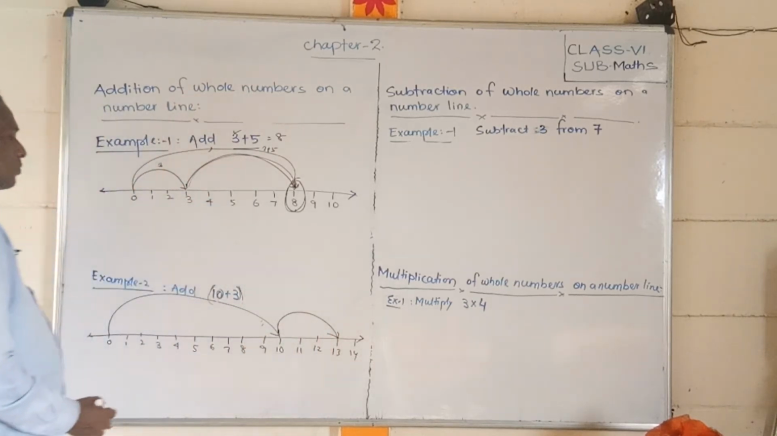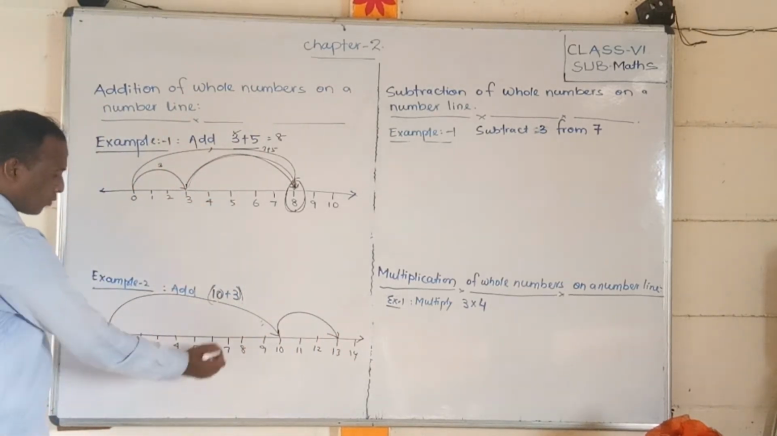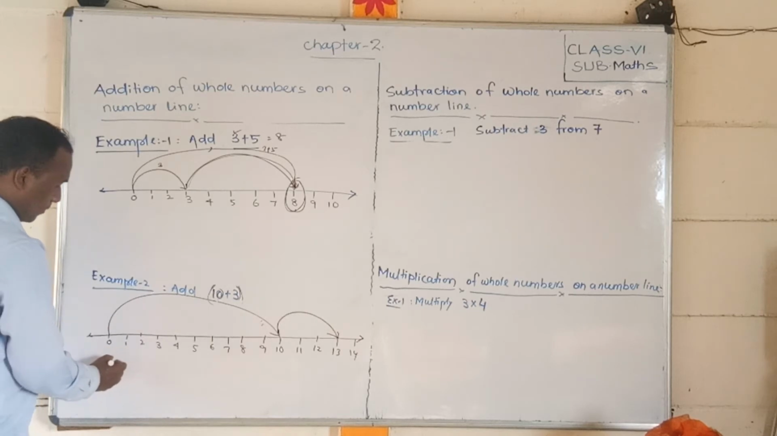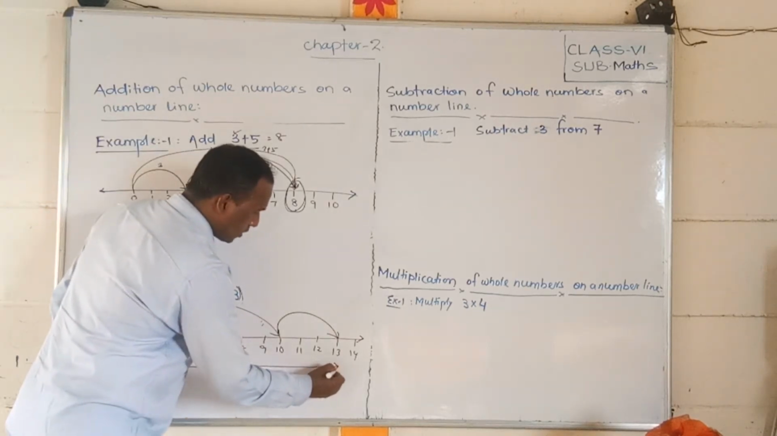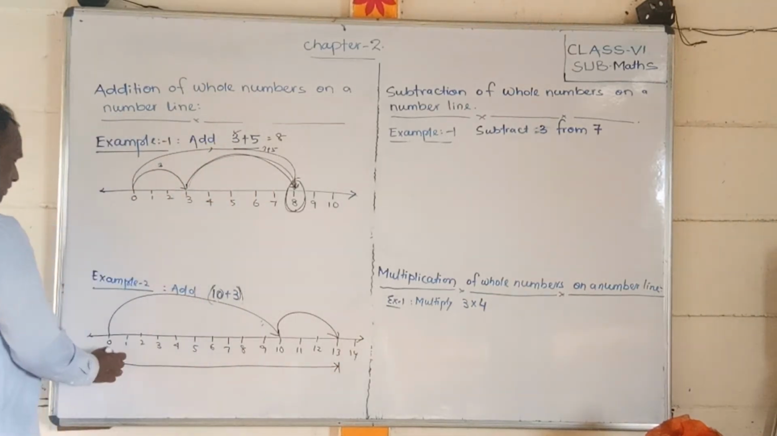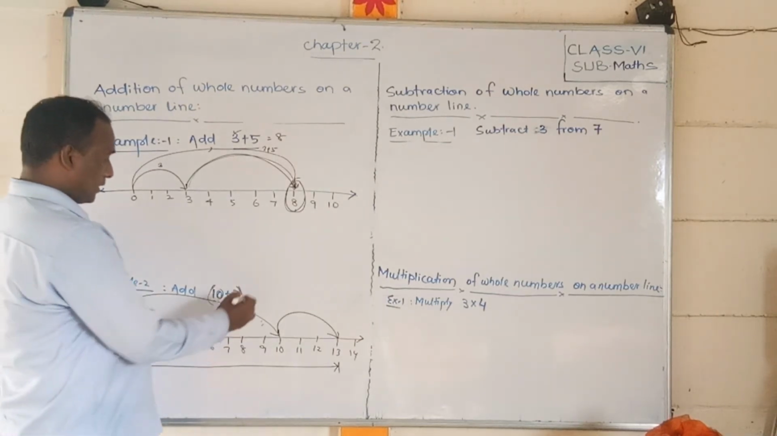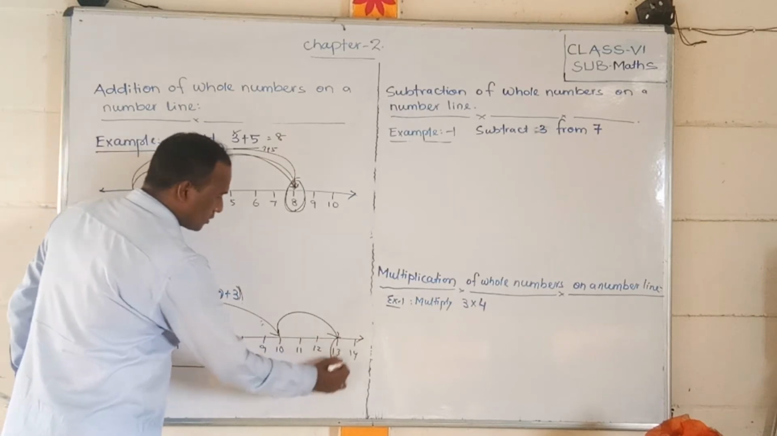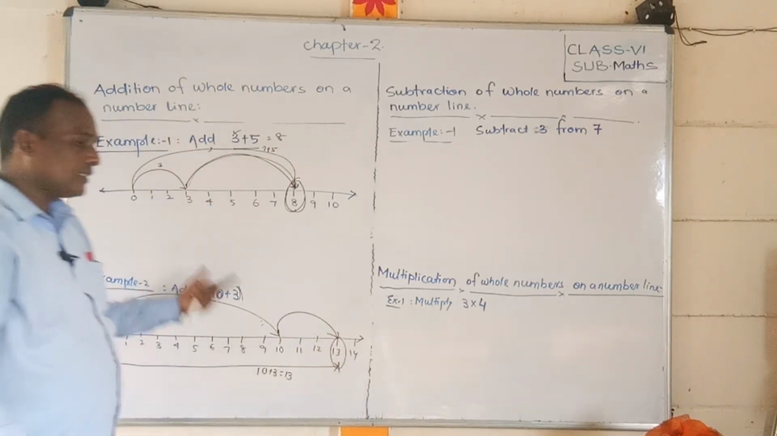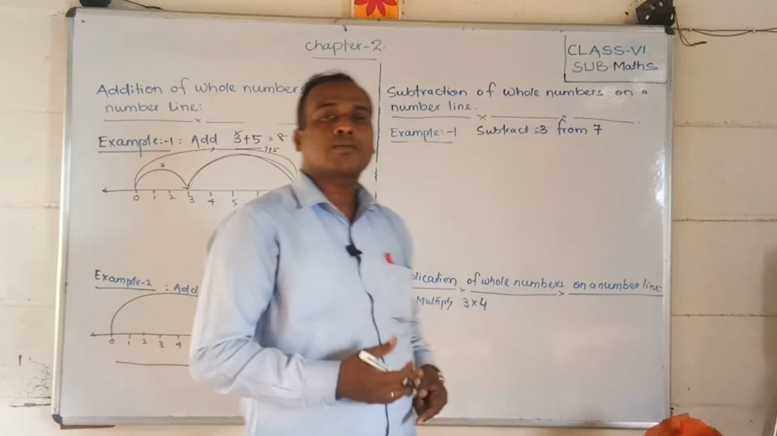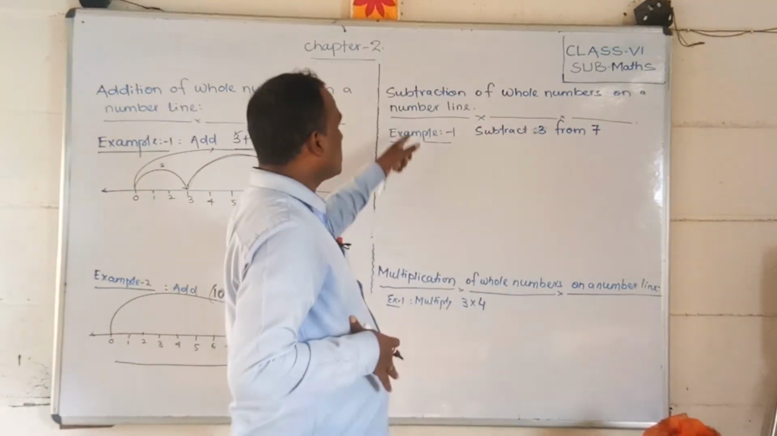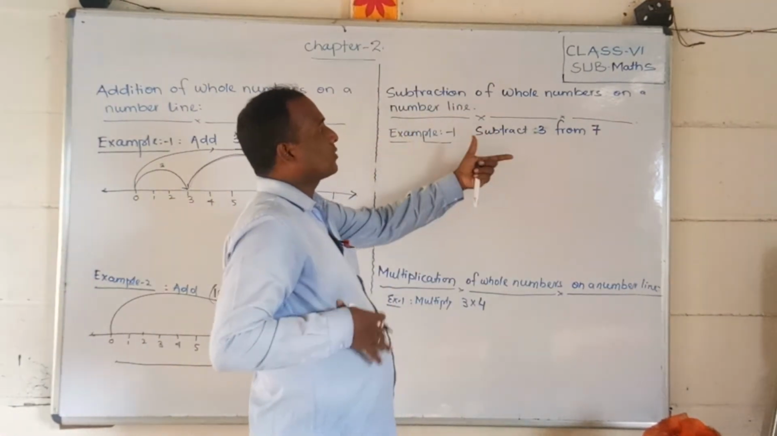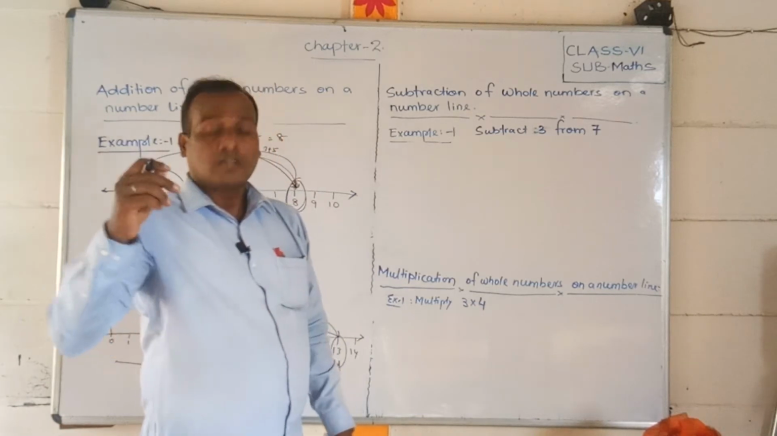Okay, now what you have to do, you have to show either from down or from the right side. From down, if you take like this, you can show this. Okay, so this is 10 plus 3 is equal to how much did we get? 13. Okay, like this we can do the addition of two whole numbers. Now students, how to do the subtraction of two whole numbers on a number line.